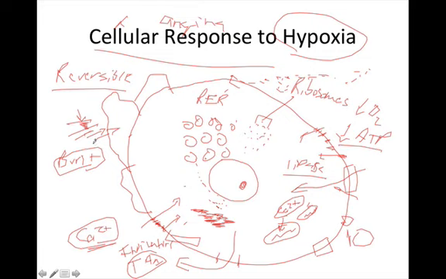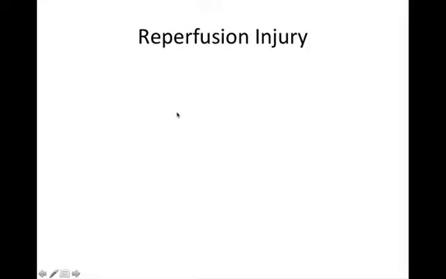How quickly it takes to get to this point depends on the severity of the hypoxia itself. All right, and in talking about this ischemia, this leads me to think about another example of an injury that can occur that's related to this, which is reperfusion injury. All right, so let's say we've got a vessel here, and this vessel is occluded, it's blocked.